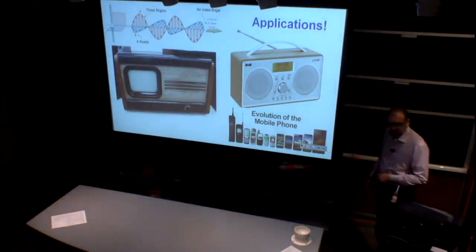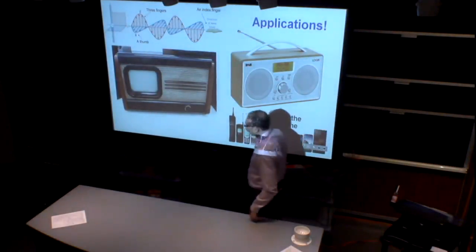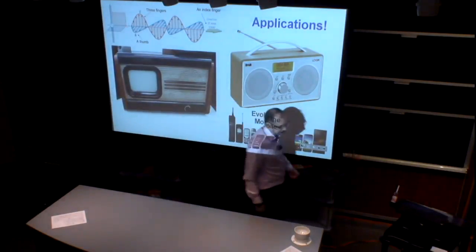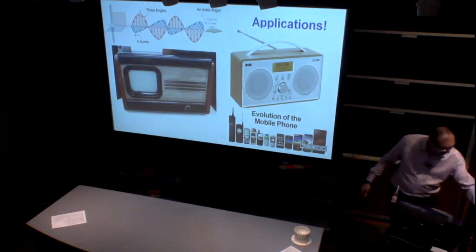And of course, we use it for many, many different applications. Number one was the radio.